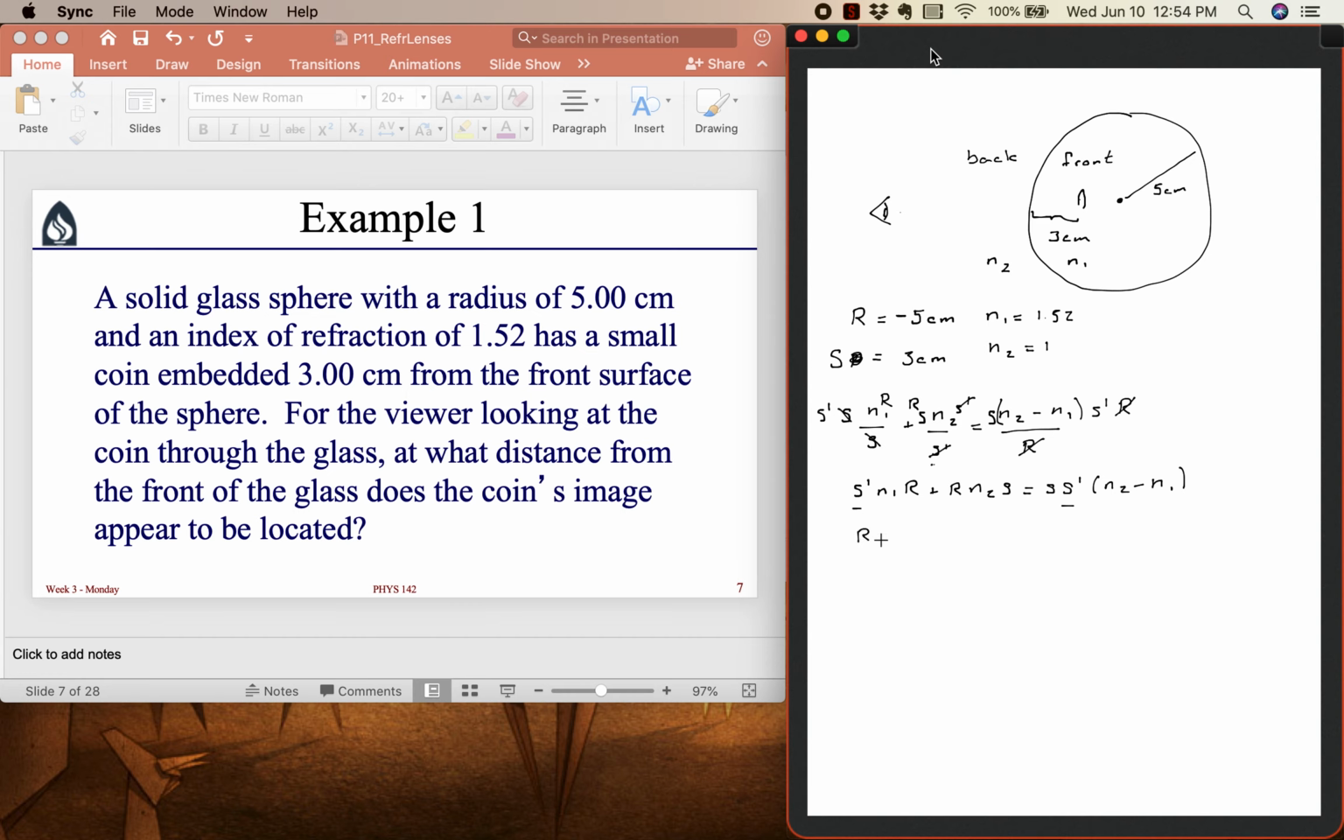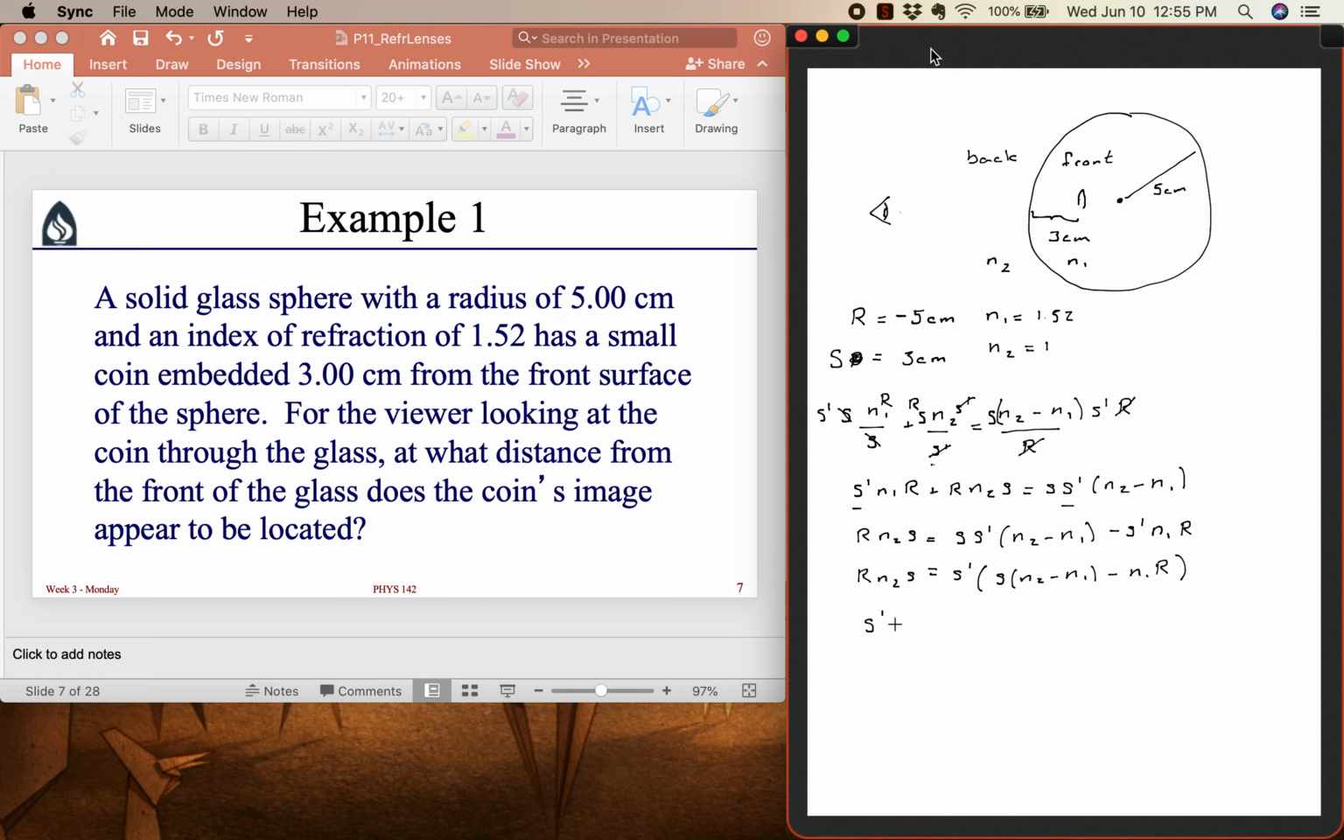So I would have R N2S is equal to S times S prime N2 minus N1, and then subtract off this term, so minus S prime N1 R. And then I can factor an S prime out of these two terms. So S prime, and then I would have an S times N2 minus N1, and then minus N1 R, and that's equal to R N2S. And then finally, I just need to divide both sides of the equation by this term.